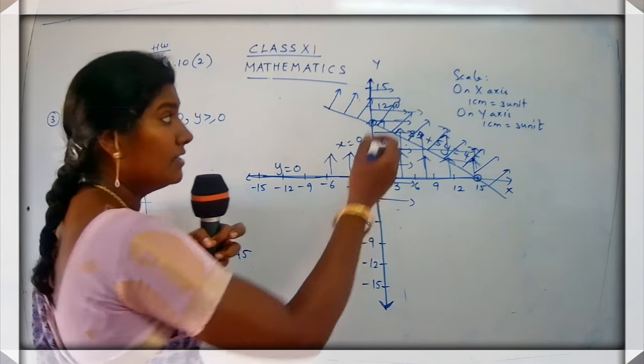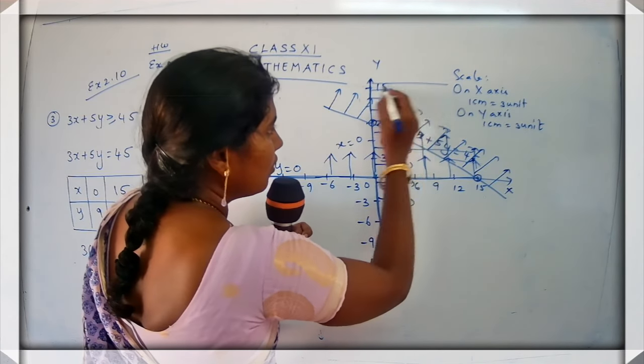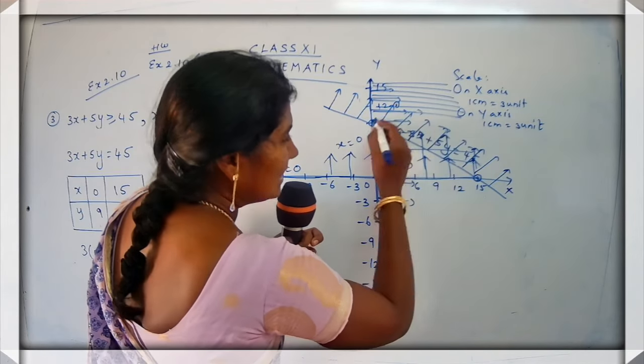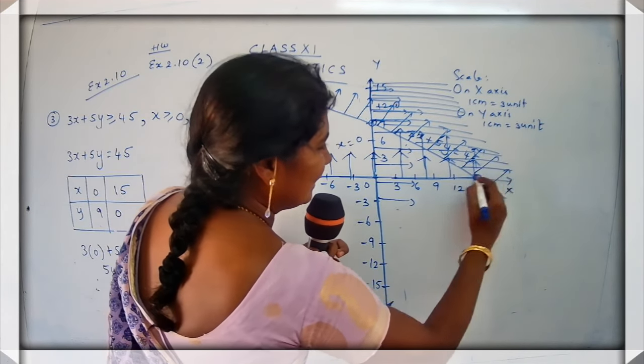So which is the part? This is the shaded part. You are going to shade this area. You can just draw a line showing this part. This is the answer. Anyway, this is the answer.